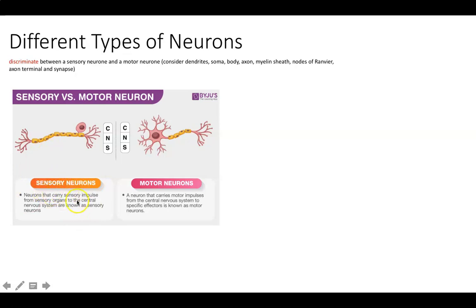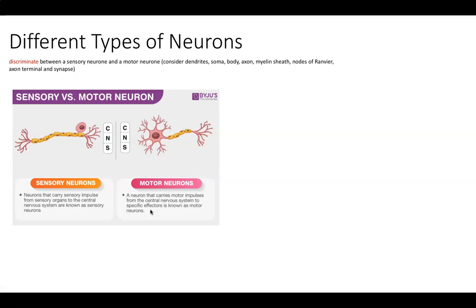Sensory neurons carry sensory impulses from sensory organs, our eyes or our fingertips or whatever other senses you want to talk about, to the central nervous system. And so they're called sensory neurons, as opposed to motor neurons, which go the opposite direction. Now that the brain has perceived and made sense of that sensory signal, now it needs to go back to the effectors, the muscles or the glands. So that's what motor neurons do. They carry motor impulses from the CNS to specific effectors, motor neurons.